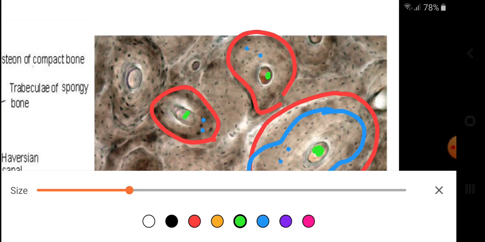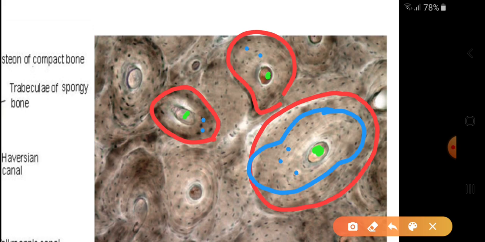Another thing that we can see in this picture is this part in here, which is located between two Haversian systems, and it is the interstitial lamella. The interstitial lamella is a lamella remaining from an osteon partially digested by osteoclasts, and this process occurs during bone growth and the remodeling of the bone.